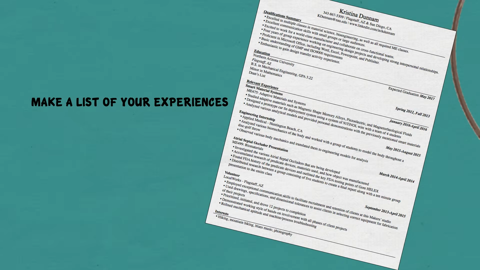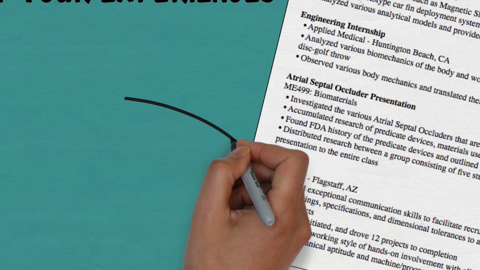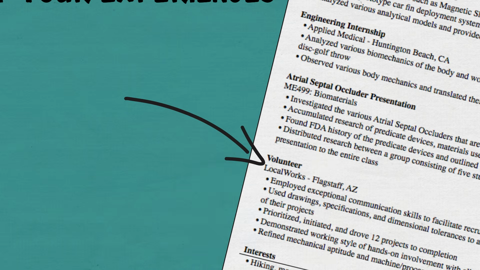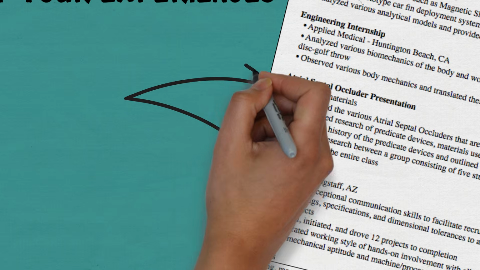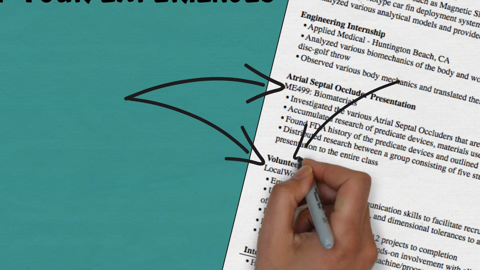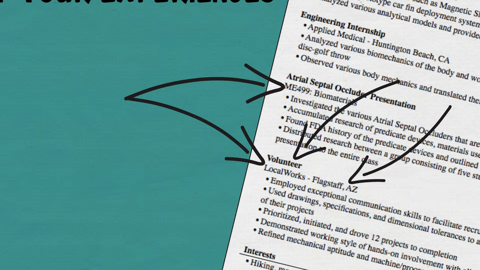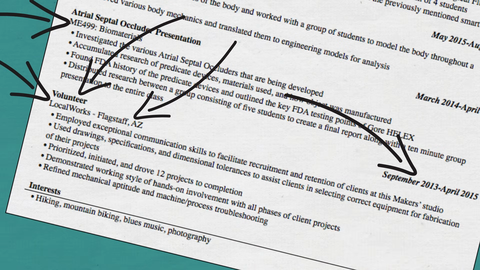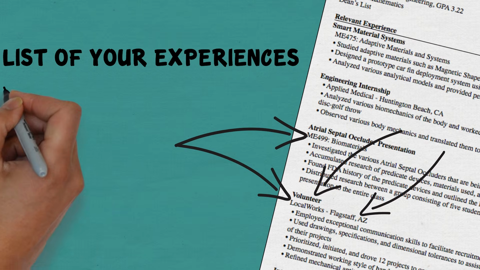For each experience, you'll need to include the name of the experience, like which organization you did the work for or the name of the class you did the project in. You'll also want to mention your title, the location of the experience, and the time span you participated in that experience.